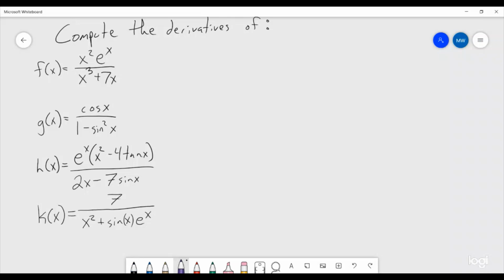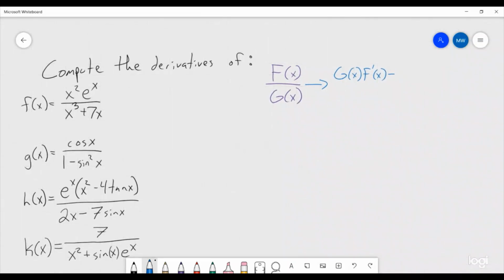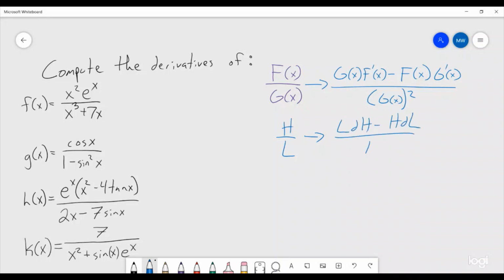Okay, so as a refresher, the quotient rule says that if we have f of x over g of x, so if we were to have a function that looks like this, the derivative is going to be low d high, so we got g of x times f prime of x minus high d low, so minus f of x g prime of x all over the bottom squared. So if you write this as high over low, it'll go to low d high minus high d low, square the bottom and off you go.